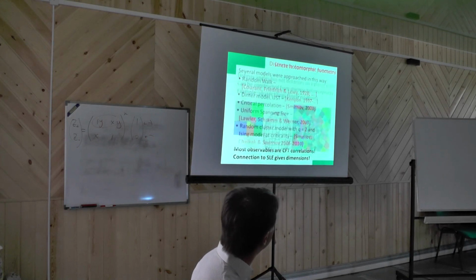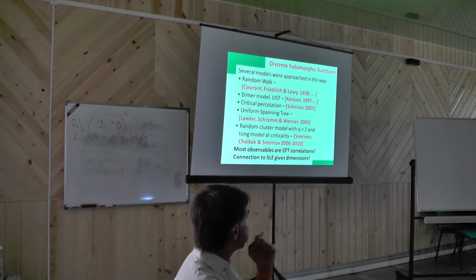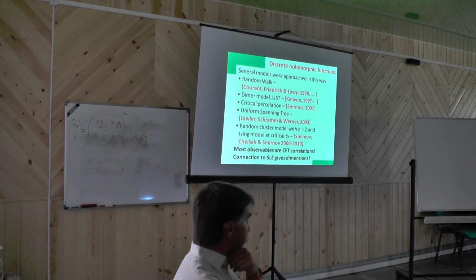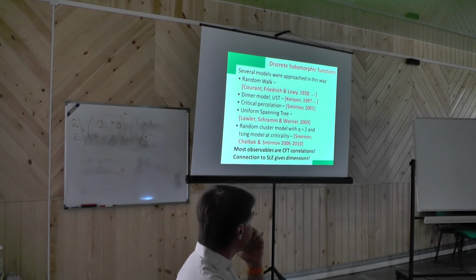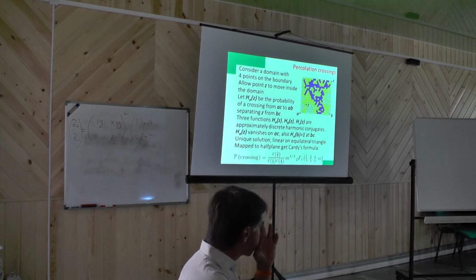Okay, so the discrete holomorphic functions have been used in statistical mechanics, well, first in a paper of Kurant, Friedrichs, and Lewy. They just briefly mentioned that it relates to random walk, and more recently we used it for a number of models. So first was Kenyon, who used it for the dimer model and uniform spanning tree, then came percolation, and the Ising model. I won't give any proofs, but I'll show a few examples.